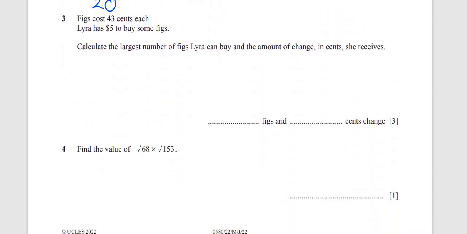Then let's move on to question number 3. So figs cost 43 cents each. Lyra has $5 to buy some figs. Calculate the largest number of figs Lyra can buy and the amount of change in cents she receives. So what we need to do here, we need to convert the $5 into cents. So $1 is equivalent to 100 cents. So that means $5 is equivalent to 500 cents.